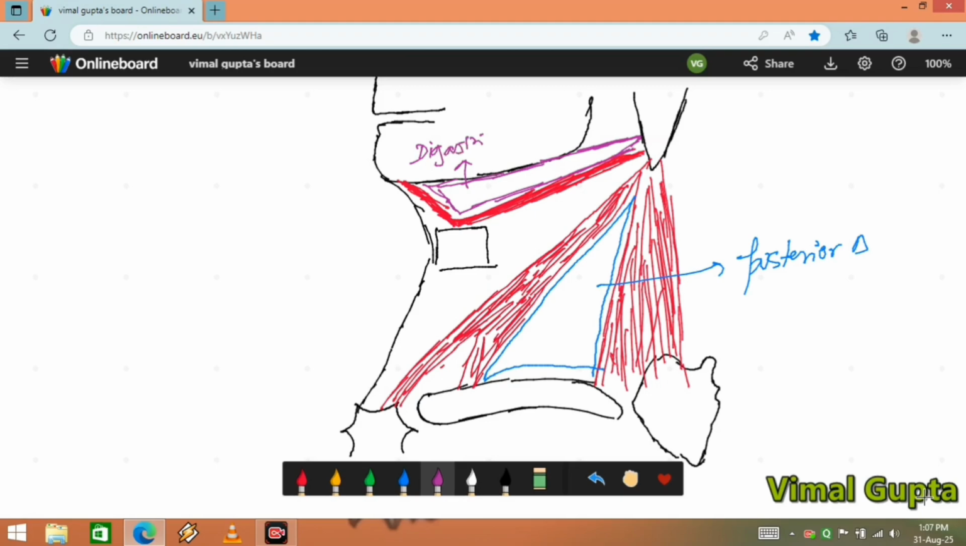This triangle is called the digastric triangle. It is also called the submandibular triangle.